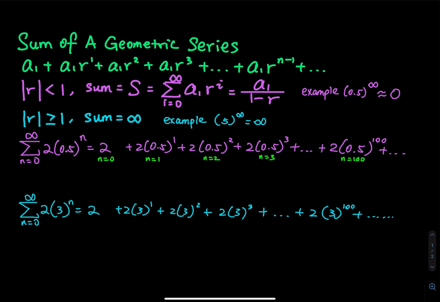So there are two cases. We have a common ratio r when the absolute value of r is less than 1. The sum is equal to capital S equals the summation, i goes from 0 to infinity, of a1 times r to the i, and that is equal to a1 divided by 1 minus the common ratio.